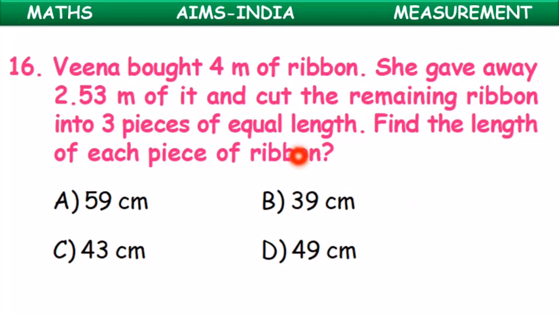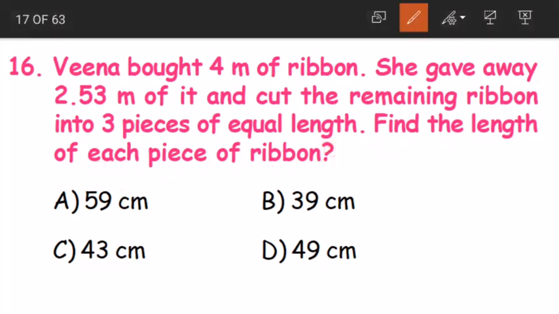So our first question for today is: Veena bought 4 meters of ribbon. She gave away 2.53 meters of it and cut the remaining ribbon into 3 pieces of equal length. Now find the length of each piece of ribbon. From 4 meters she has given away 2.53. So that means we have to subtract 2.53 from 4.